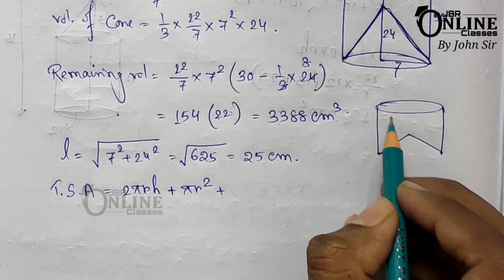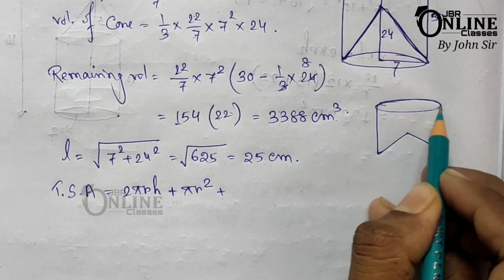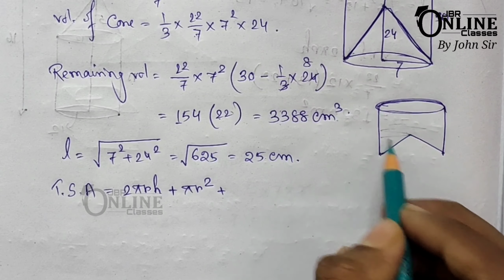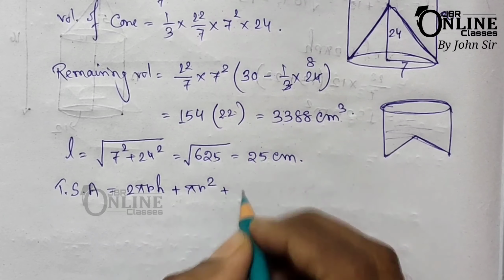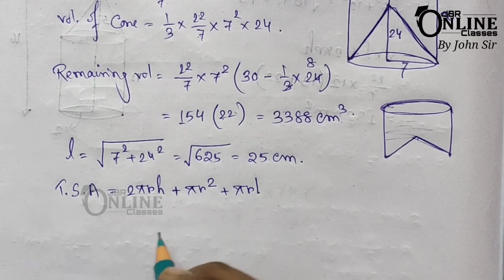Okay, so that means you have to add 3 surface areas. First one is the upper circle, second one is the curved surface, and third one is this portion. So that is equal to pi r l.